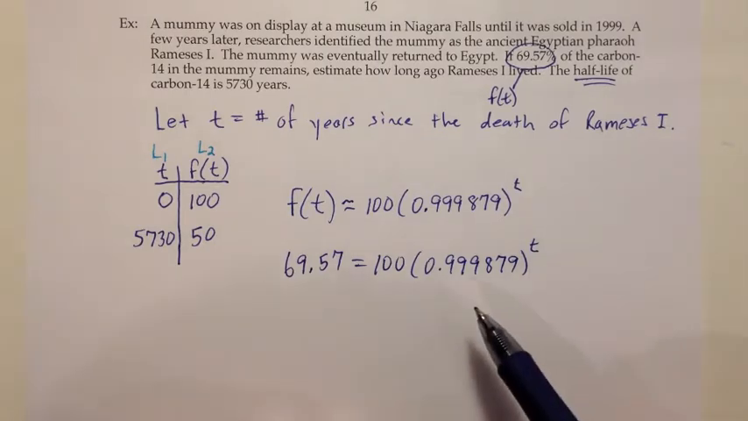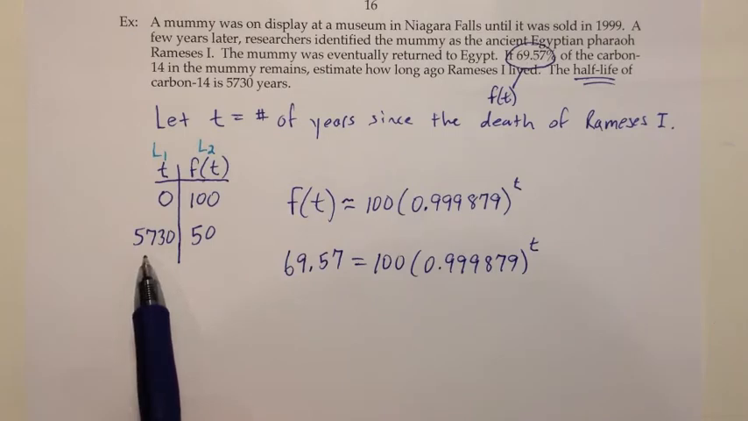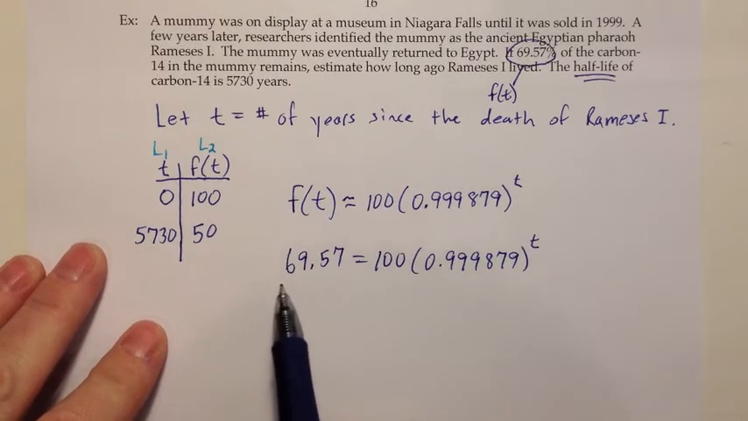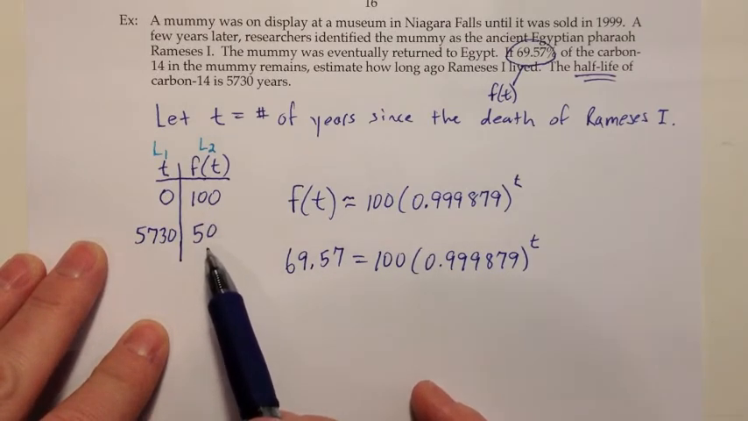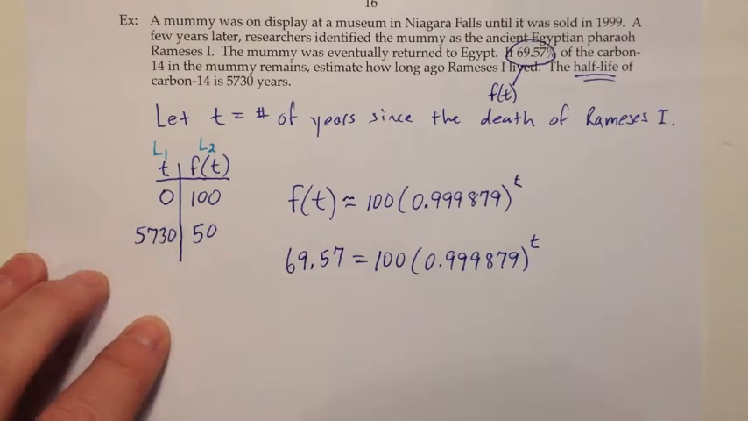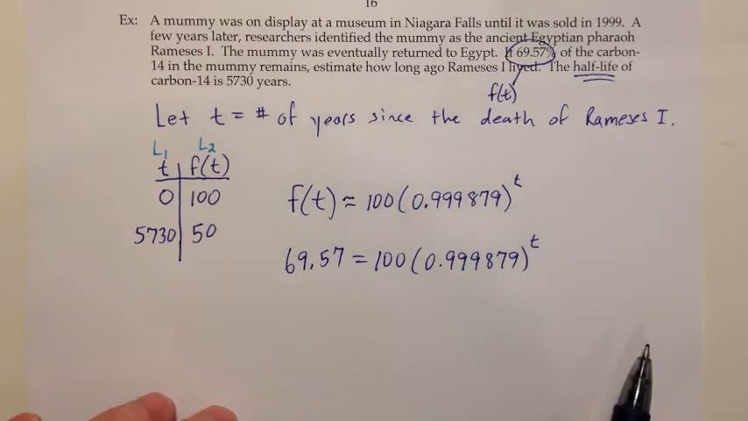So I'm going to think about that real quick over here with the chart. I know it hasn't been 5,730 years, because if it had been, this would be down to 50%. So the fact that this 69.57 is between 100 and 50 means that our t will end up between 0 and 5,730. And it's always nice to have at least a rough estimate of how that's going to turn out.